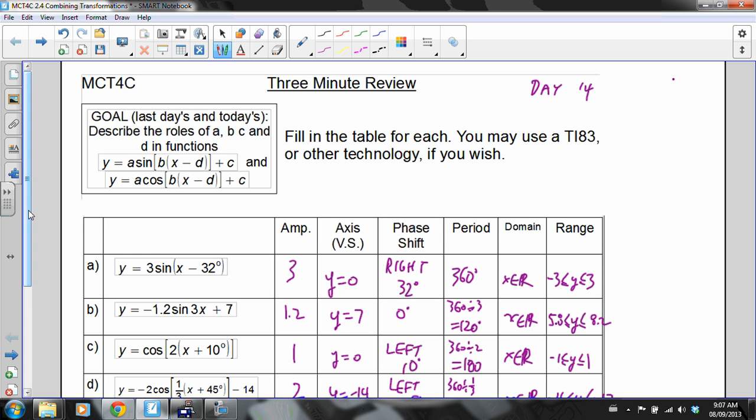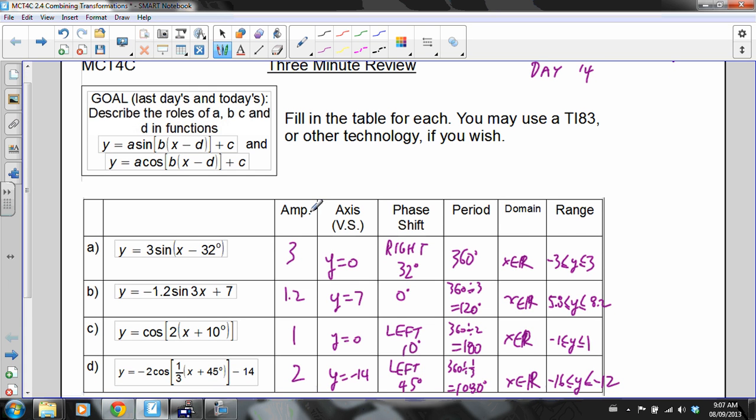I've got my table here, but I'm going to go through a few things real quick. So the amplitude, remember, is the number that's in front, except that if it's negative, we always just take the positive number. The axis, or the vertical shift, is the number on the end. And if there is no number on the end, we say that it's y equals 0. That's the line that the trig function goes around. So the axis would be there.